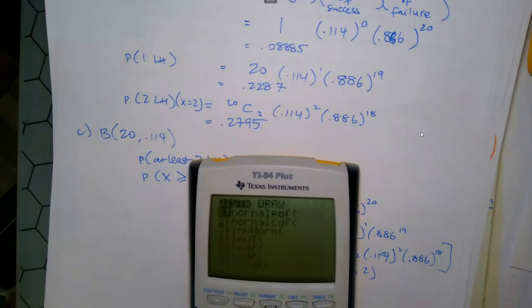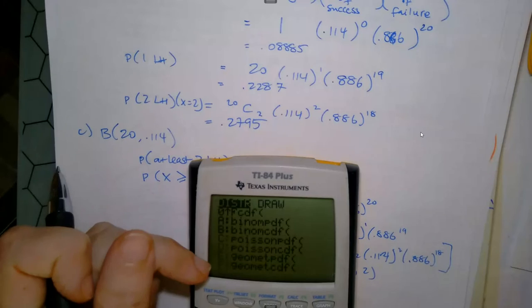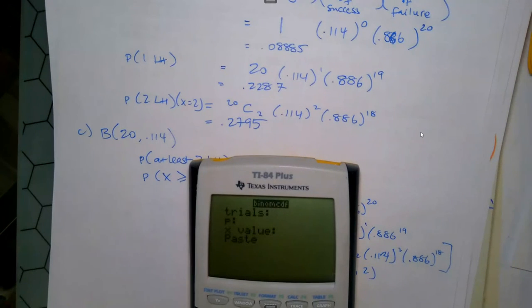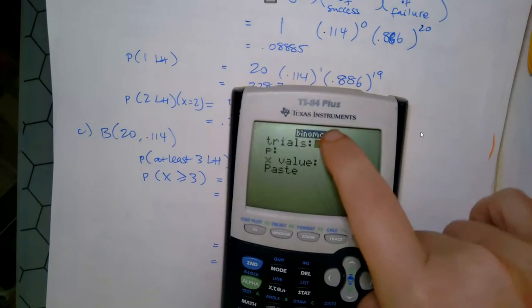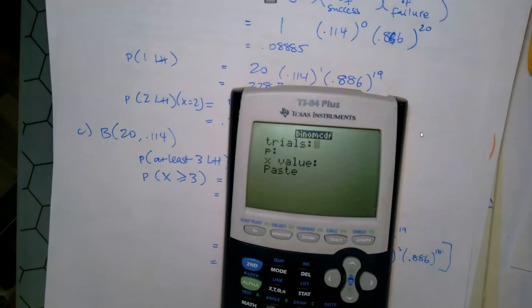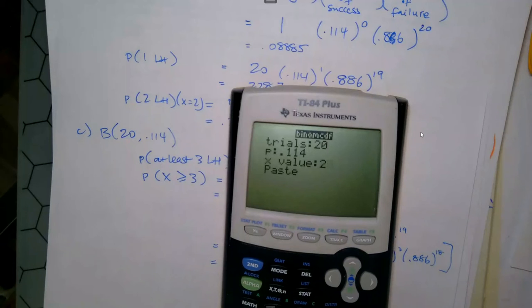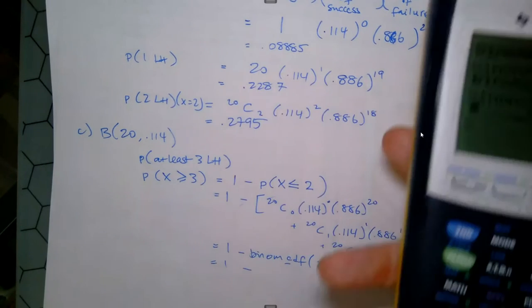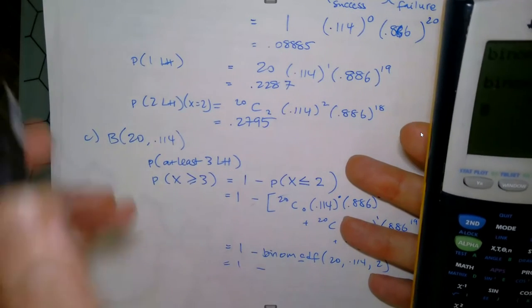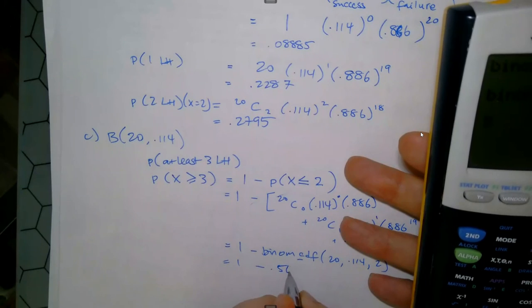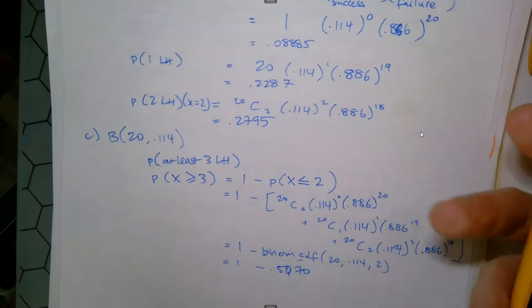So distribution, scroll up, this one. It looks the same. Super dangerous. Be very, very careful that you notice which one you're doing. So 20 trials, 0.114 is our success rate, 2. So we'd like to shade up to 2, so 0, 1, and 2. Okay, so this is saying that 0, 1, and 2 add up to 0.5970.